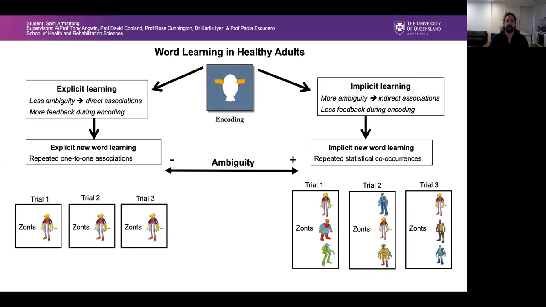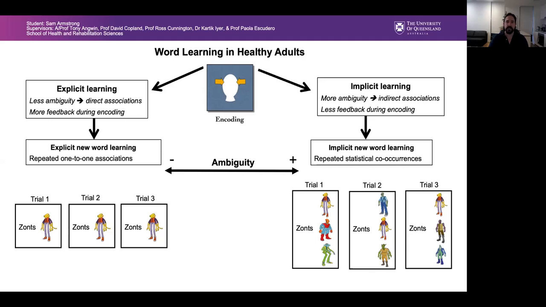Explicit word learning can be tested using novel objects paired with novel words. During explicit learning tasks, participants learn one-to-one associations between words and objects. Here, we can see that the word zonks is directly associated with the picture of the yellow alien. Presenting multiple trials containing explicit associations allows participants to build knowledge of new words.